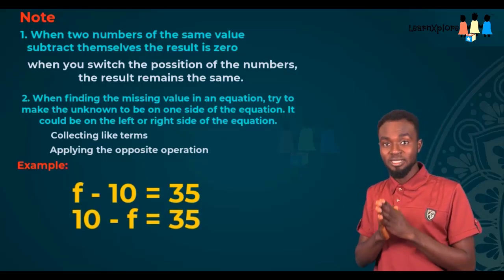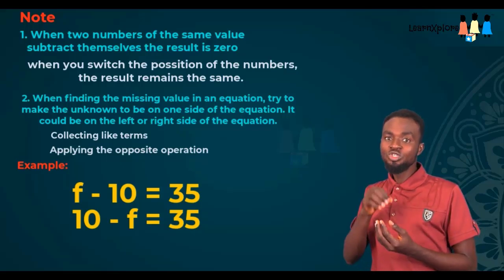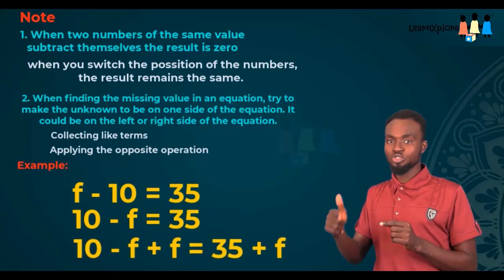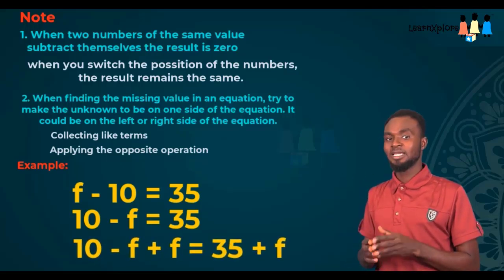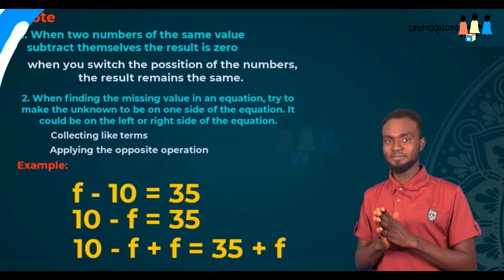In order to eliminate the unknown from one side of the equation, you can still use the unknown to add to both sides before you continue with the solving. Let's look at these 5 examples before we round up this topic.